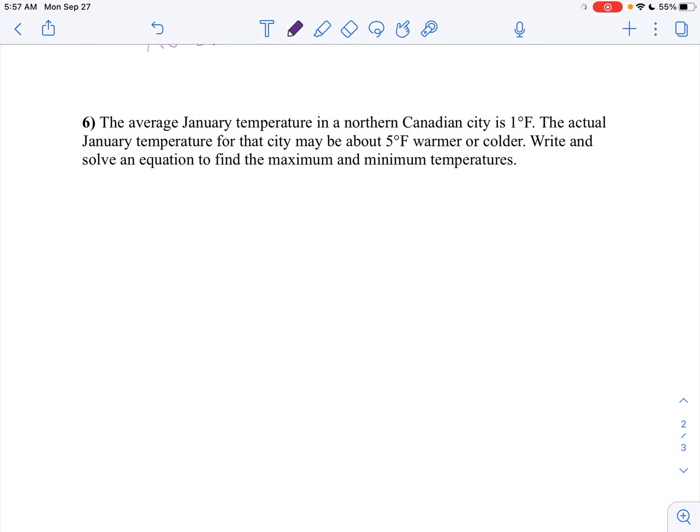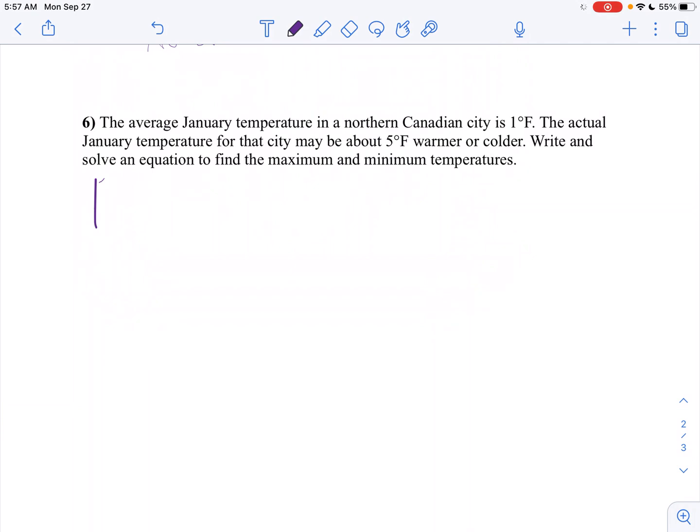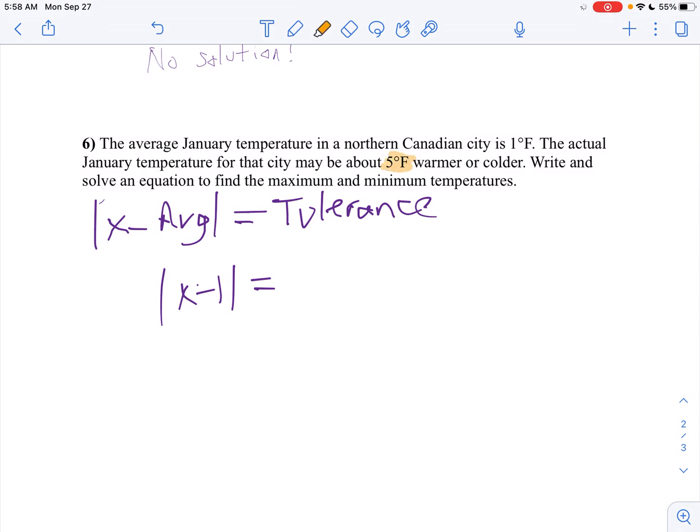So here's what I want you to think of when you're doing absolute value equations within a context of a word problem. We're going to say it's the absolute value of x, your variable, minus what we say is your average, what you want it to be. That equals the tolerance, which is how much it can be off by. Now on this problem, we want the temperature. It says the average temperature is 1. So we're going to say the absolute value of x minus 1 equals, now how many degrees can it be off? Well, reading the question, it can be off by as much as 5 degrees, so equals 5.